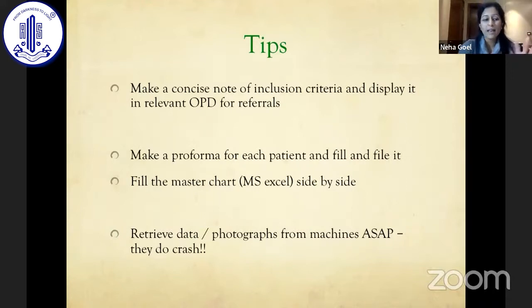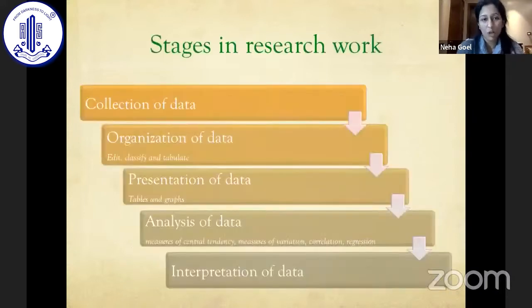And also you always have an idea of how many patients you are done with, how many have been lost to follow up, where exactly you are in your thesis. And finally, this is something especially for retina investigations, which I always tell my students: retrieve your data and photographs as soon as possible. Machines do crash and you wouldn't want to lose valuable data because of this misfortune.